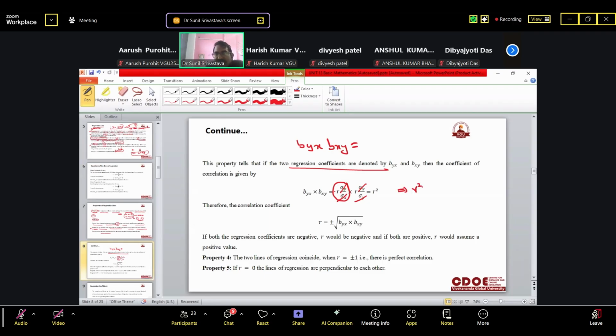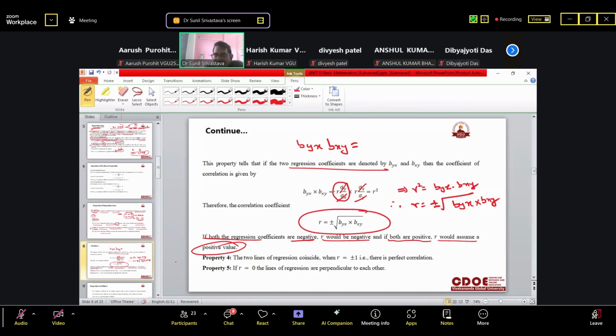So finally, we have the equation r square is equal to byx times bxy, the regression coefficient of y on x and the regression coefficient of x on y. So r is equal to plus or minus the square root of byx into bxy. If both regression coefficients are negative, r should be negative. If both are positive, r should also be positive.